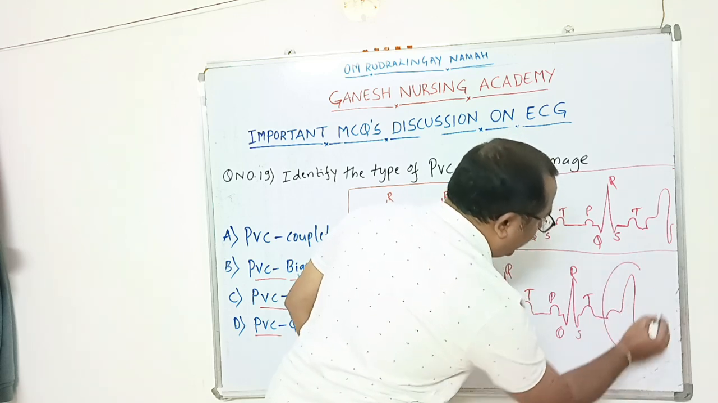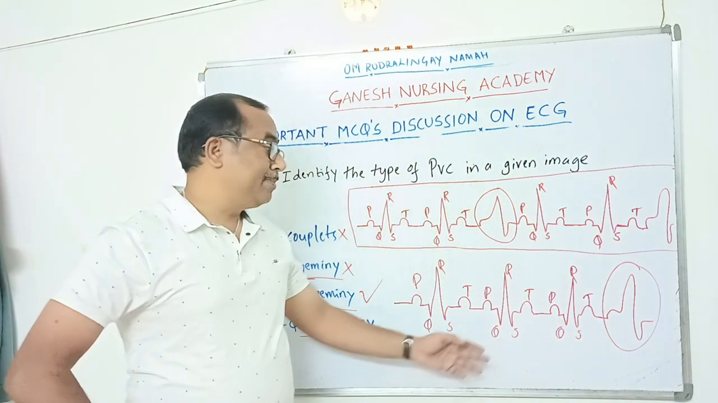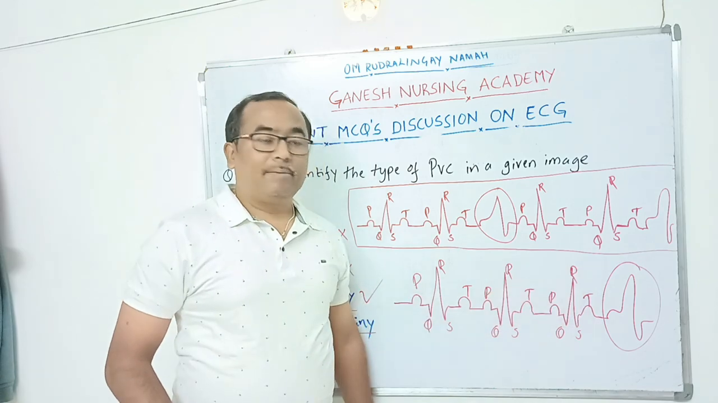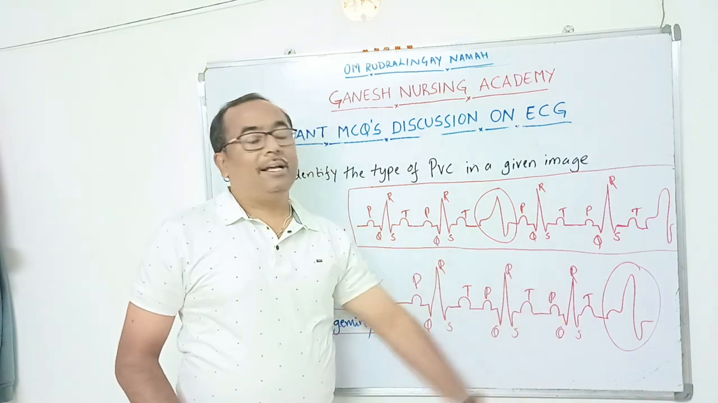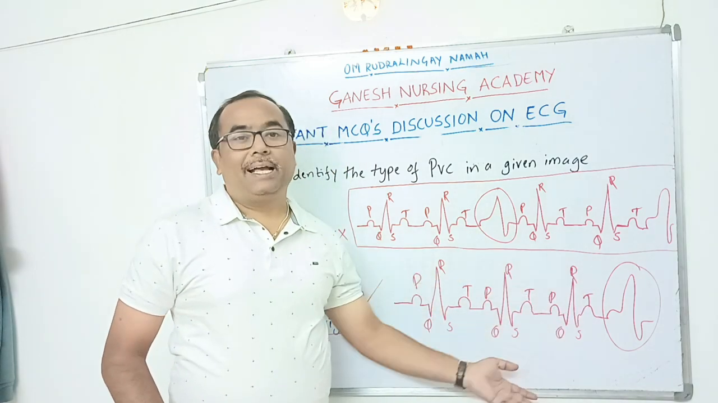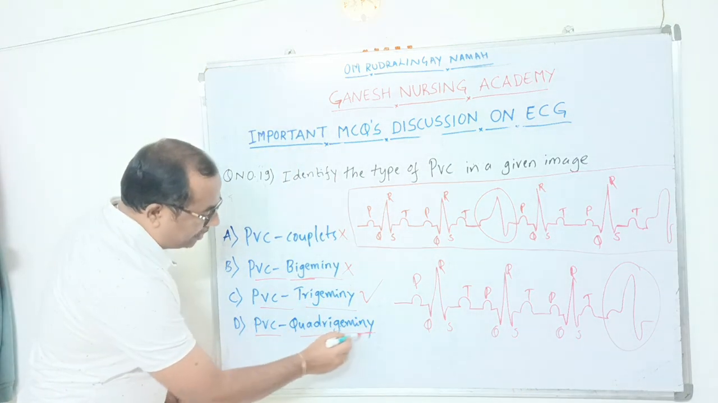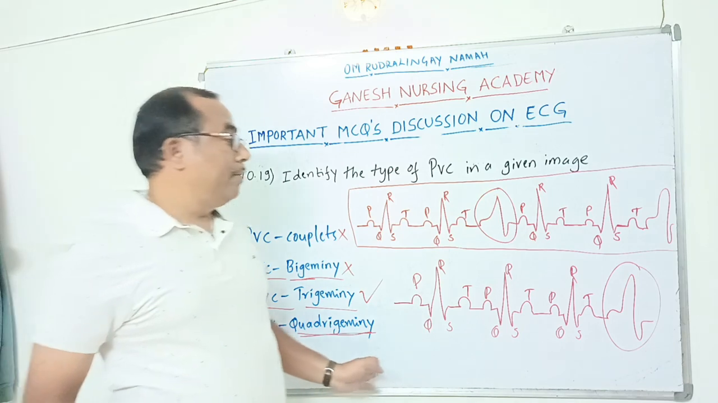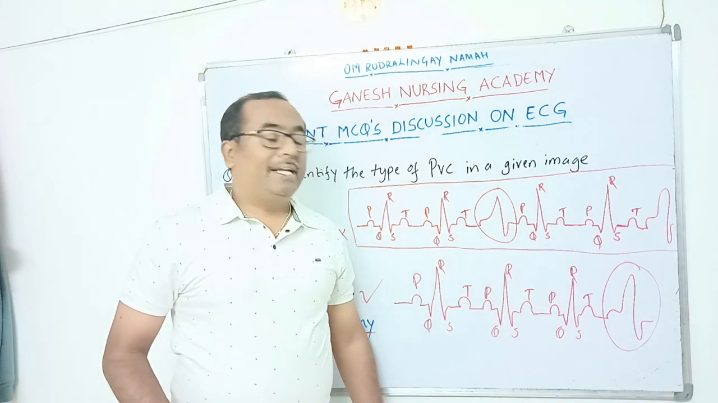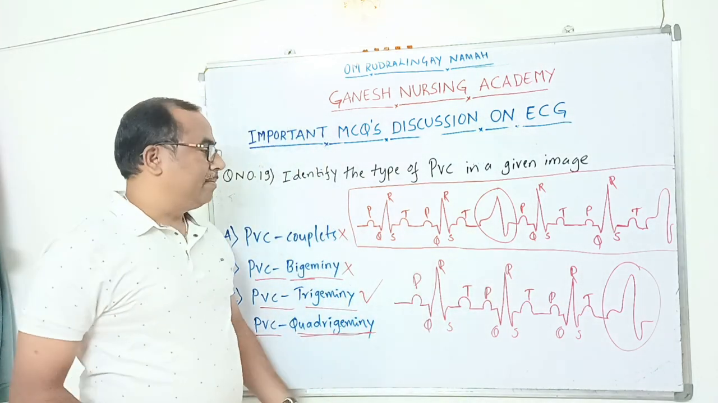Okay. So this ectopic beat. When the ectopic beat is present after three normal beats, if you find an ectopic beat as a fourth beat, it is known as PVC quadrigeminy. Quadri means fourth one. Okay. So every fourth beat will be an ectopic beat in case of a PVC quadrigeminy.